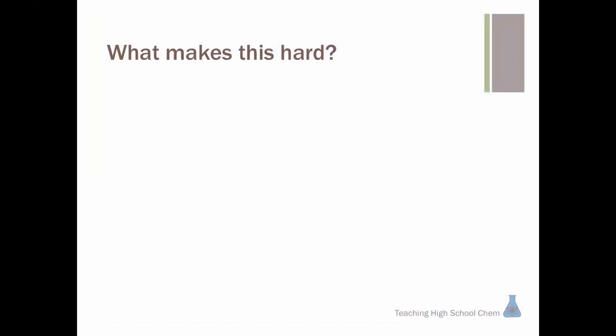So what makes this hard? First of all, I'm going to assume you know the basics of nomenclature. I'm not going to go over why things have certain endings, why certain covalents use prefixes and ionics don't use prefixes, or the basics of why nomenclature is what it is. I'm going to be focusing more on how to explain it to students.